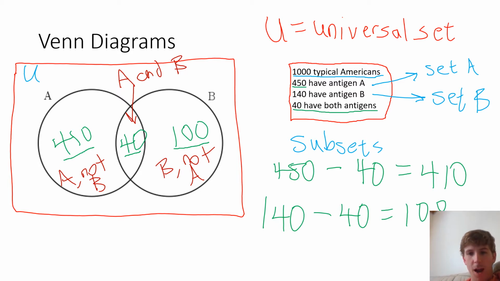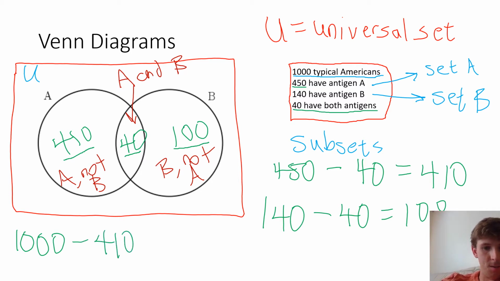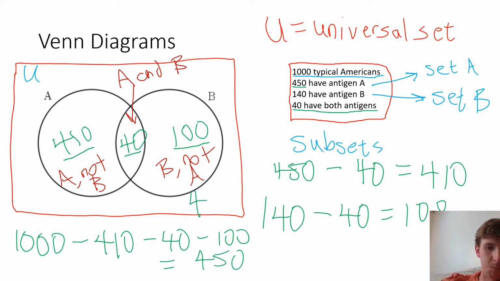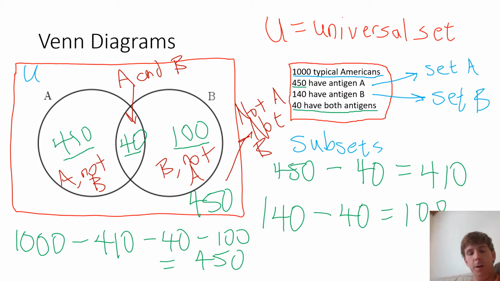To figure that out, we have to take the total, that universal set 1000, and basically just subtract out the entire inner Venn diagram. So minus 410, minus 40, minus 100, which would give us 450. And those 450 people out there represent not A and not B. So they have neither of those two antigens.